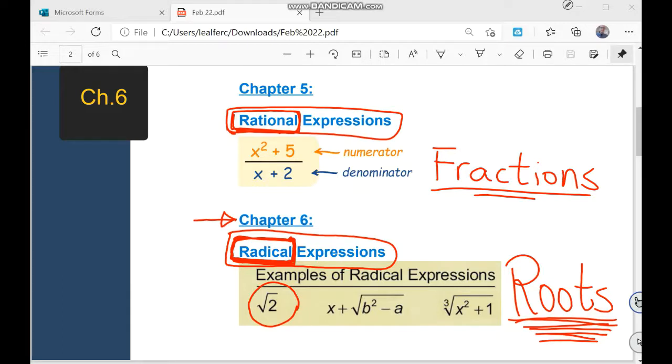We can have a mix. We can have rational expressions that also are radical expressions, or radical expressions that have fractions and also are rational expressions. It is possible, but we will focus on expressions, and later on equations, that have roots, that have radicals, okay? That is a very important thing to remember, because if you are distracted, you can mix up and think we are still talking about the previous topic, rational expressions. But no, it's a brand new topic, radical expressions. Okay?